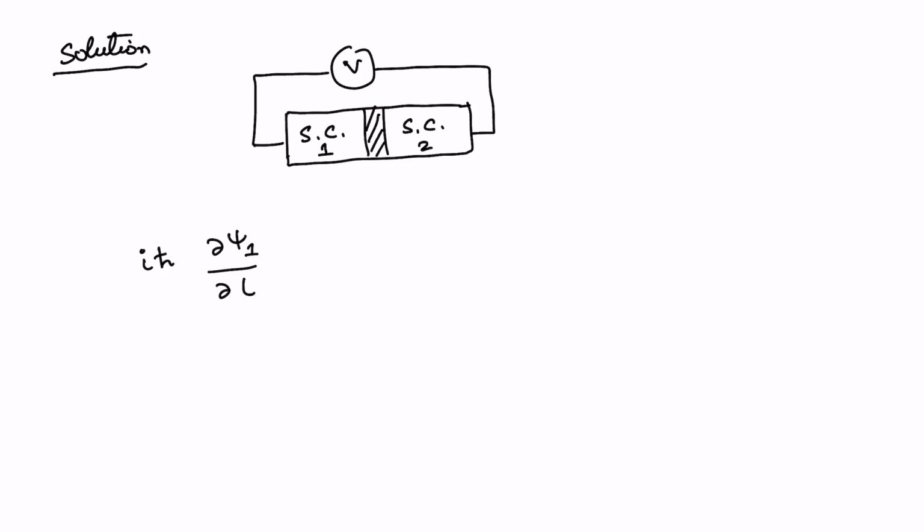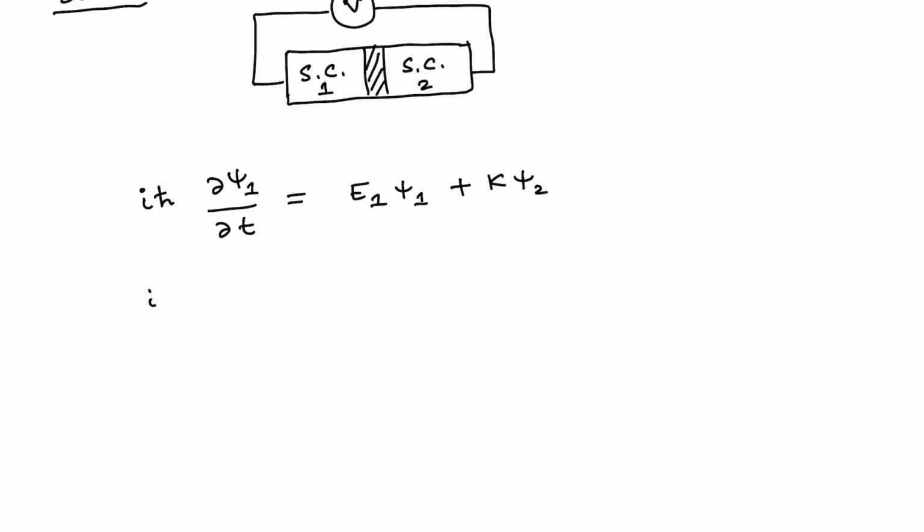i h bar ∂ψ1/∂t is equal to E1 ψ1 plus k ψ2, where k is the coupling, and i h bar ∂ψ2/∂t is equal to E2 ψ2 plus k ψ1.